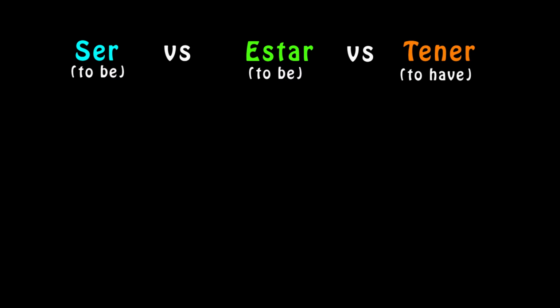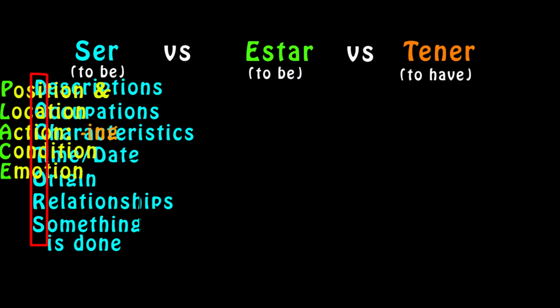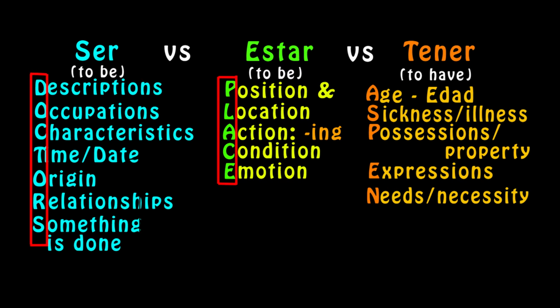Remember that we generally use ser, and we use it for the following cases. To help, we use the acronym D.O.C.T.O.R.S. We generally use estar for the following cases, and to help, we use the acronym P.L.A.C.E. As for the verb tener, we use it for the following cases. To help, we use the acronym A.S.P.E.N. We are going to use tener for the following cases.